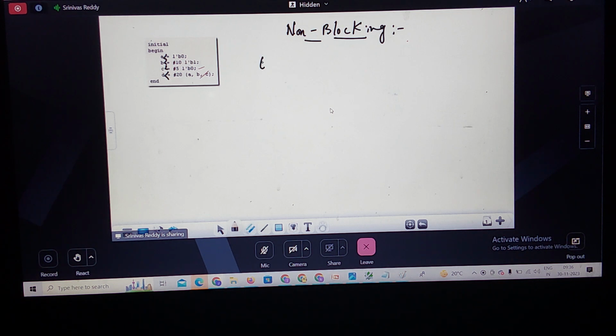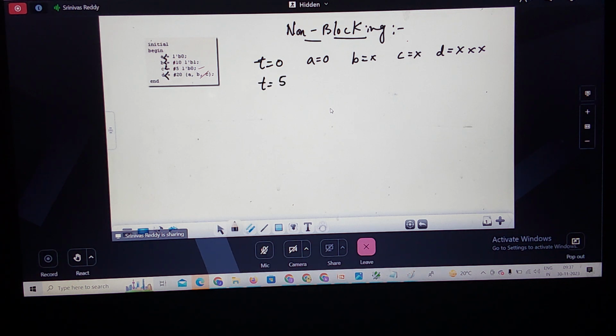At time t equal to 0, can you tell me the value of A, B, C, and D? A is equal to 0 at time t equal to 0. B is X. C is X. D is a 3-bit value, the concatenation of A, B, C. So D is X, X, X.